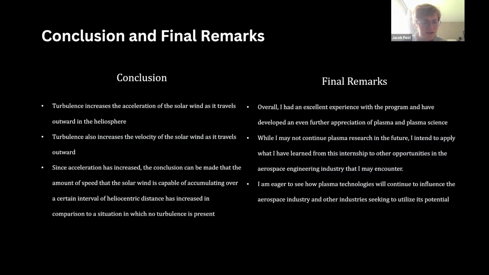So now that we've seen the results of both scenarios, what conclusions can we make? In simplified terms, we can conclude that turbulence increases the acceleration of the solar wind as it travels outward into the heliosphere. And due to it increasing the acceleration, it also increases the solar wind speed that is achieved by the solar wind.